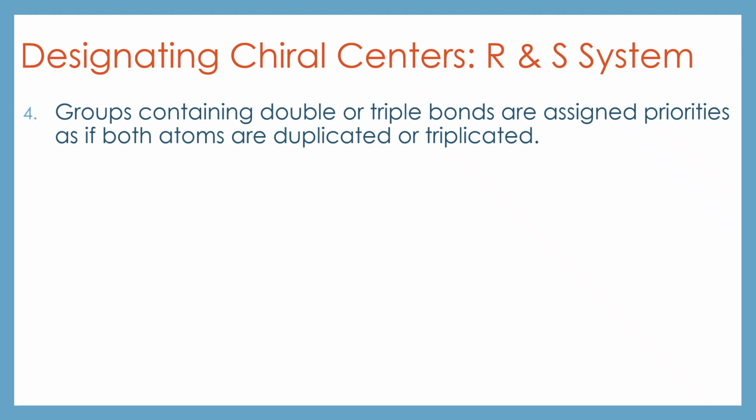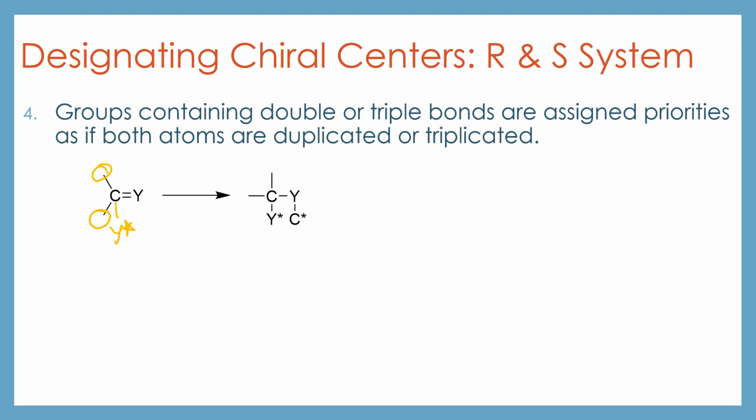When you are doing the Cahn-Ingold-Prelog system, remember that groups containing double or triple bonds are assigned priorities as if both atoms are duplicated or triplicated. So the way this works out is you have to use fake atoms essentially. So if we were trying to analyze this bond here, the 4 different things that the carbon atom is attached to is this bond, and then it's attached to the Y, but it has 2 bonds to Y. So we give it Y star. It's a fake Y, it's a placeholder.